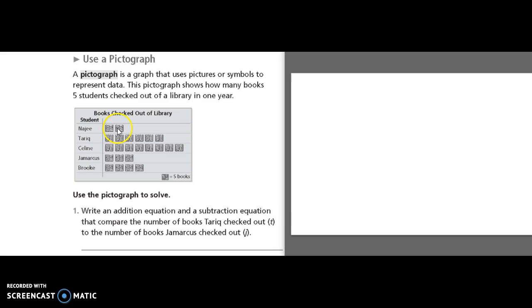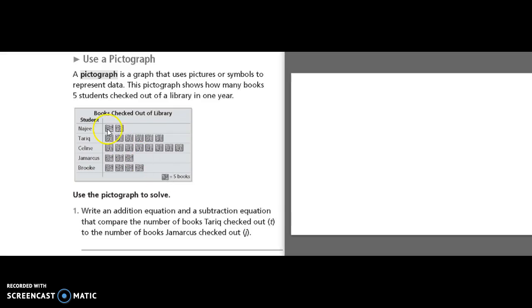So I'm looking right here, and these look like books. This is their books checked out of the library. So they use books for the symbols in order to represent our data. Now, the important thing to look at in a pictograph is that each one of these books actually stands for 5 books. So you have to make sure you pay attention to that key, because the key is not always the same. Sometimes it'll be 2, 1, 5, or 10. So you have to make sure you're paying attention to it.